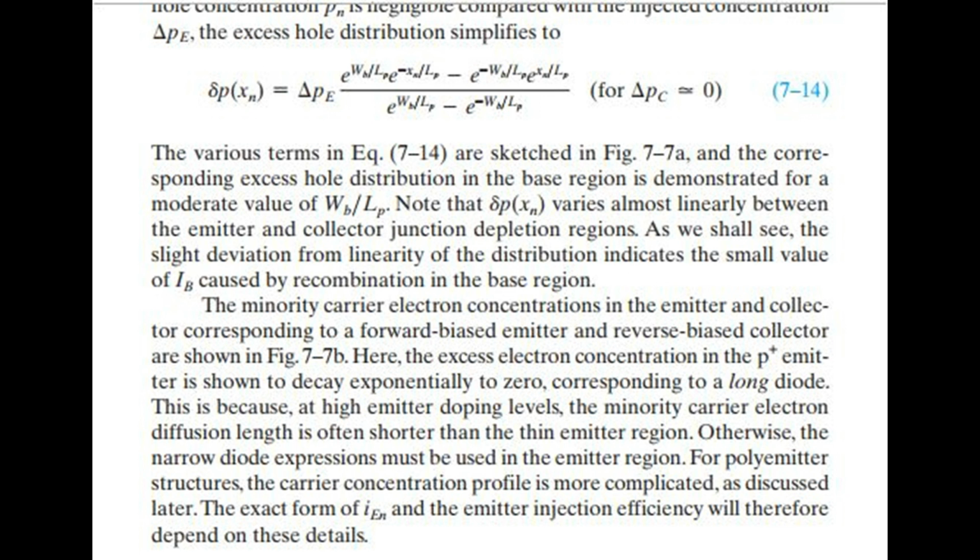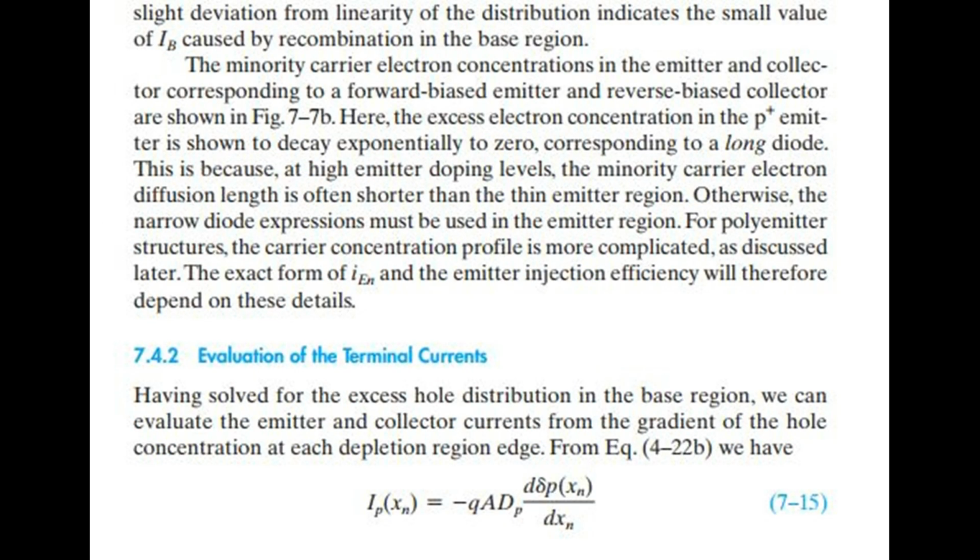The minority carrier electron concentrations in the emitter and collector corresponding to a forward-biased emitter and reverse-biased collector are shown in Fig 7.7b. Here, the excess electron concentration in the P+ emitter is shown to decay exponentially to zero, corresponding to a long diode. This is because, at high emitter doping levels, the minority carrier electron diffusion length is often shorter than the thin emitter region. Otherwise, the narrow diode expressions must be used in the emitter region. For polyemitter structures, the carrier concentration profile is more complicated, as discussed later. The exact form of IEN and the emitter injection efficiency will therefore depend on these details.